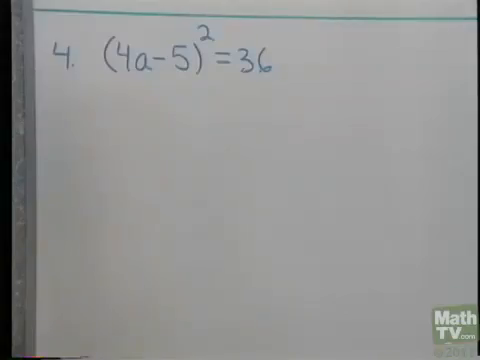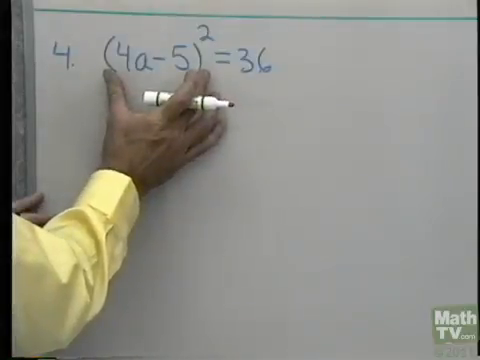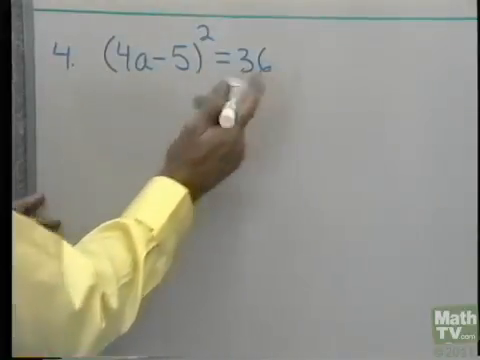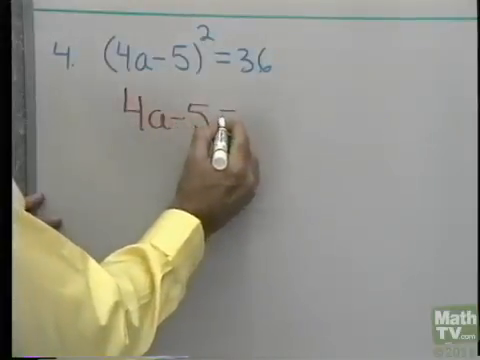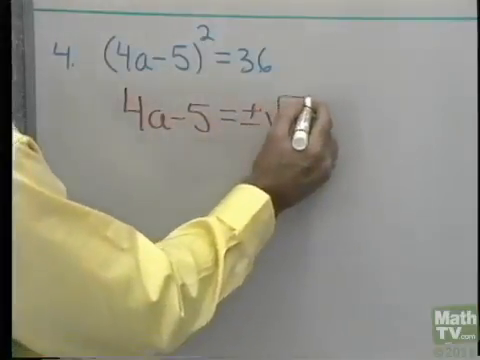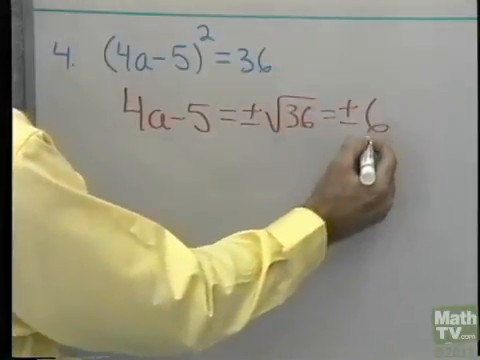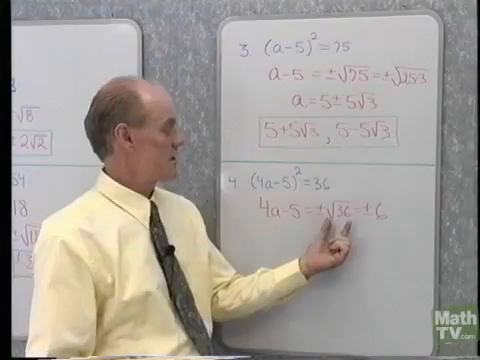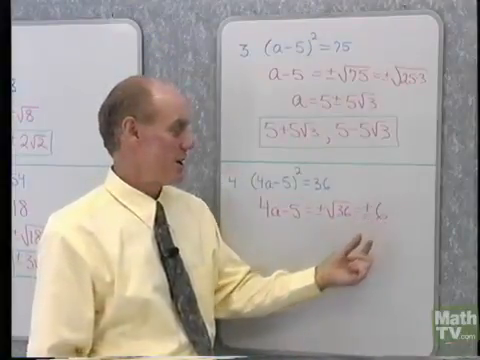Here's another problem. 4a minus 5 quantity squared equals 36. So I have the square of 4a minus 5 equal to 36. By my theorem, that means that 4a minus 5 is equal to plus or minus the square root of 36, which is plus or minus 6, because 36 is a perfect square. So plus or minus the square root of 36 is plus or minus 6.